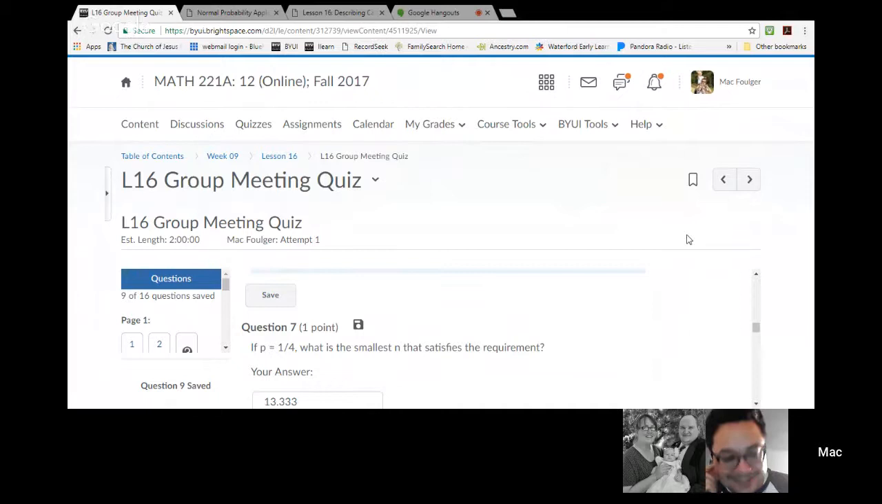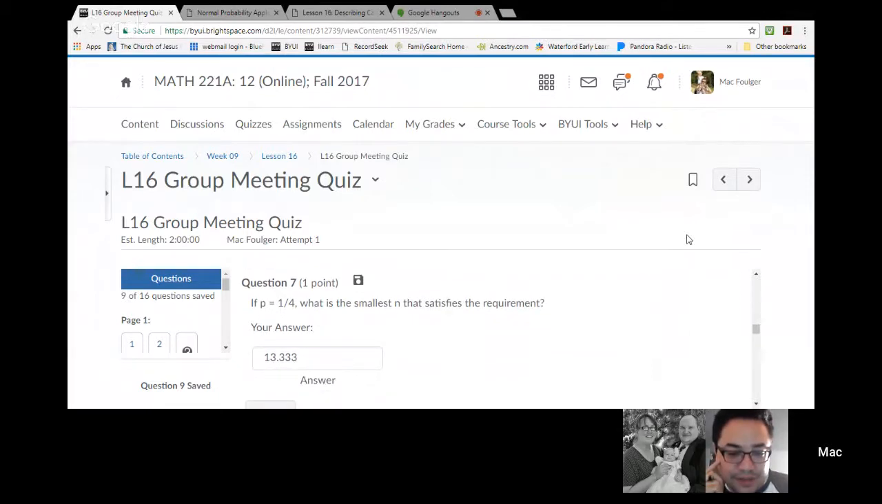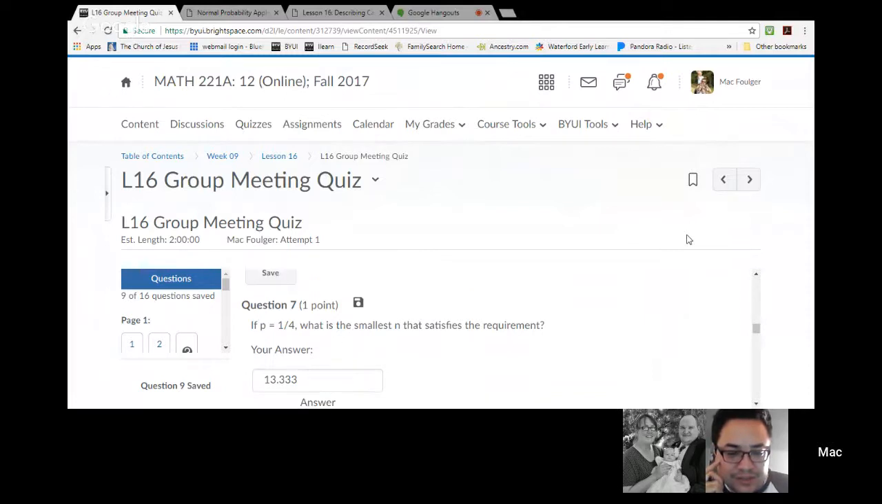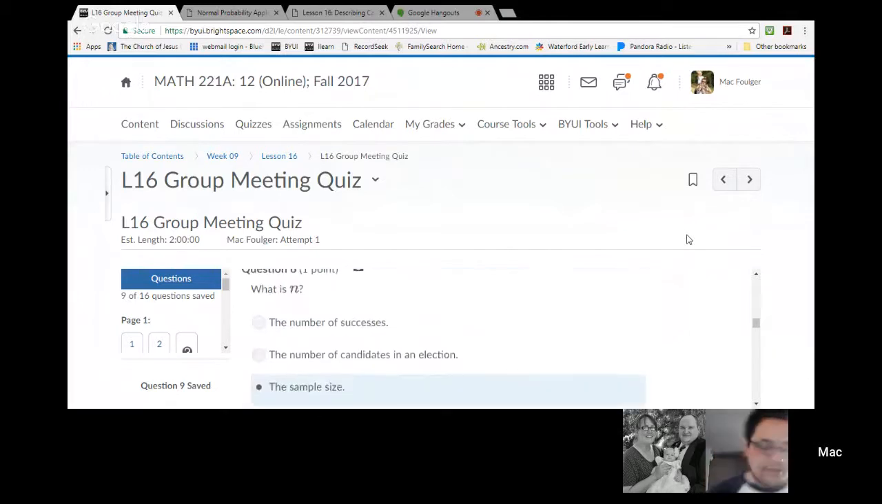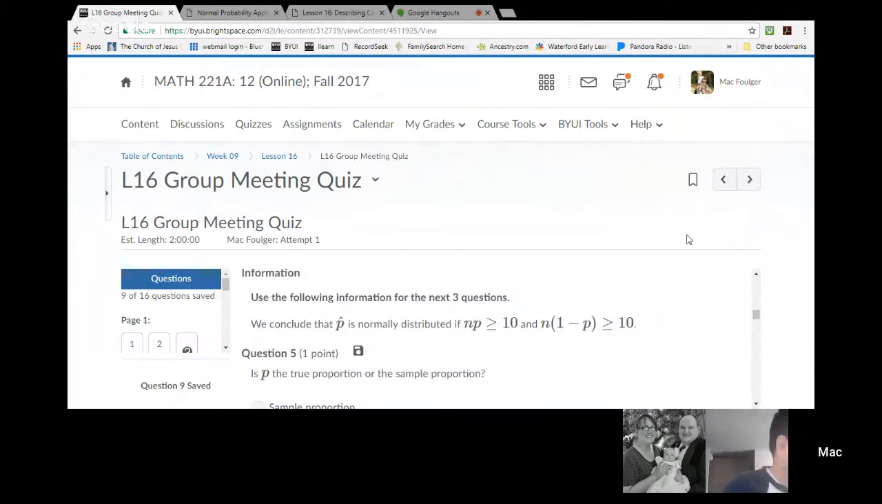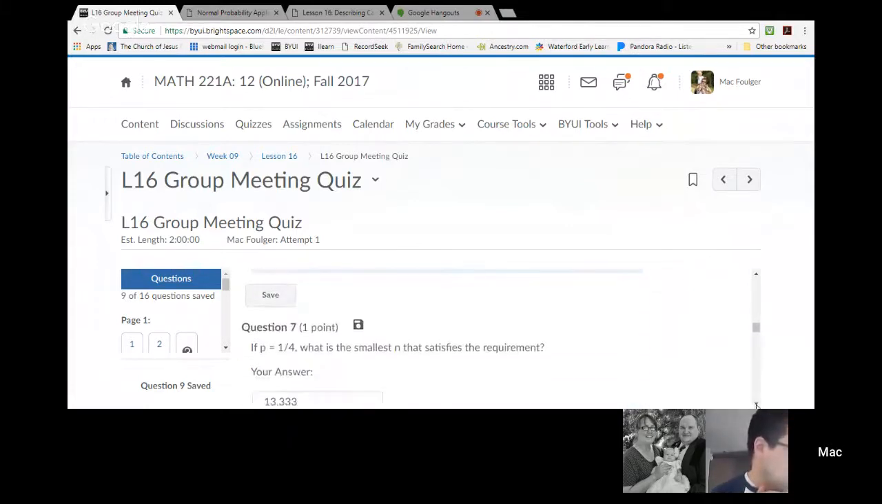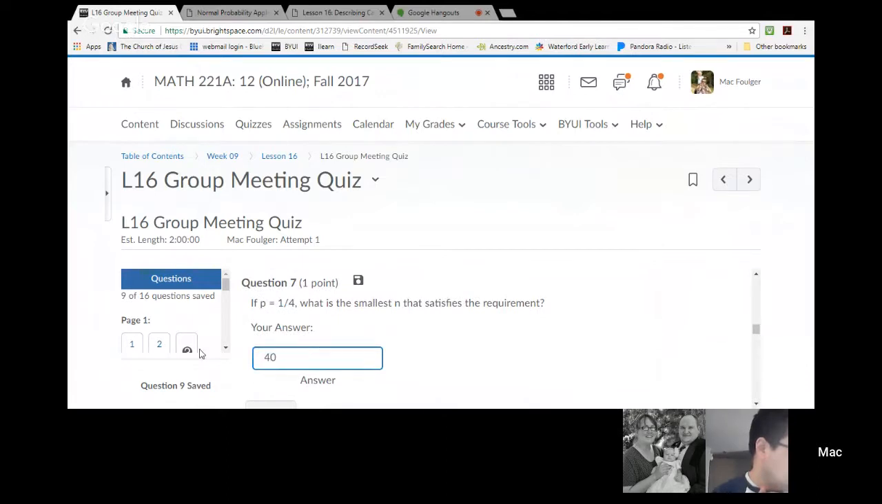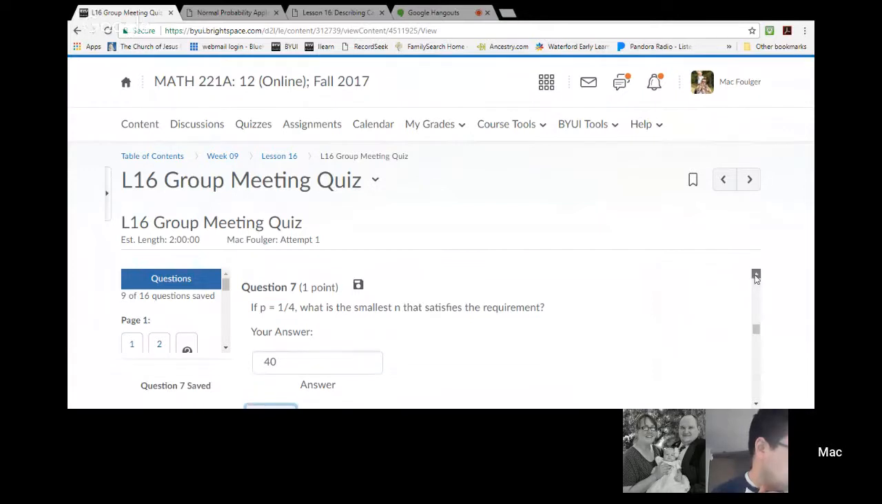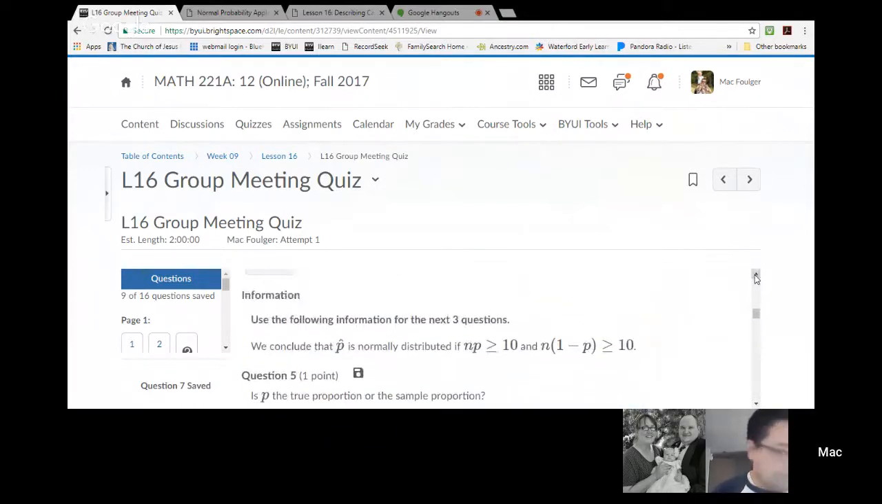Don't worry. All right. If P equals 1/4, what is the smallest N that satisfies the requirement? Oh, okay. Hang on a second. Let me pull up that rule, let me pull up the reading here. So NP needs to be greater than or equal to 10, and N times 1 minus P is greater than or equal to 10. And P is 1/4.